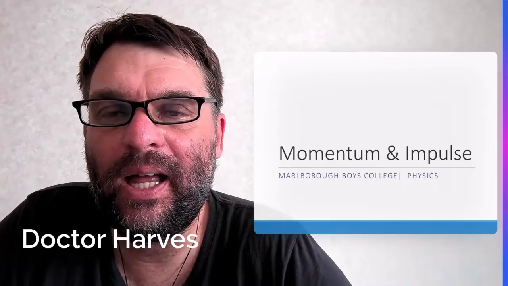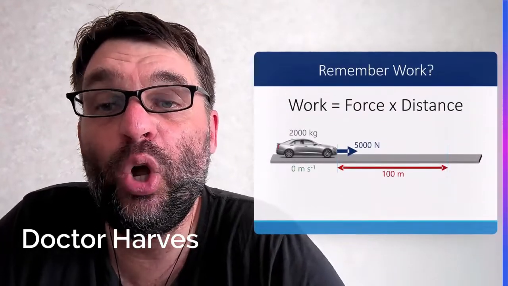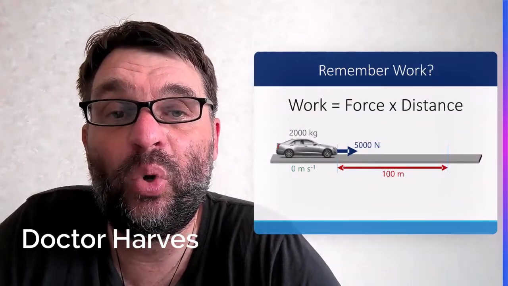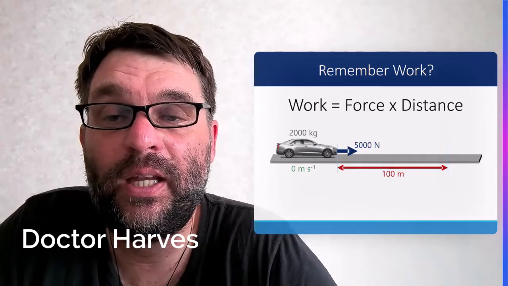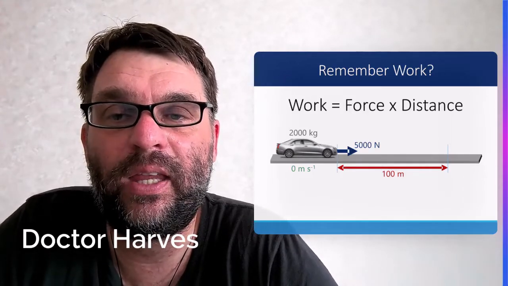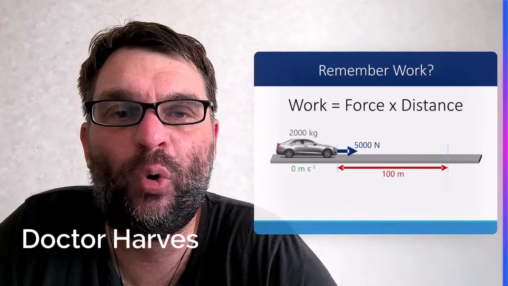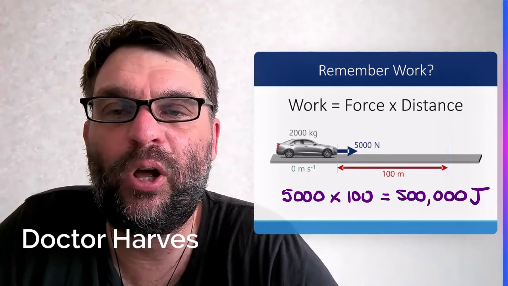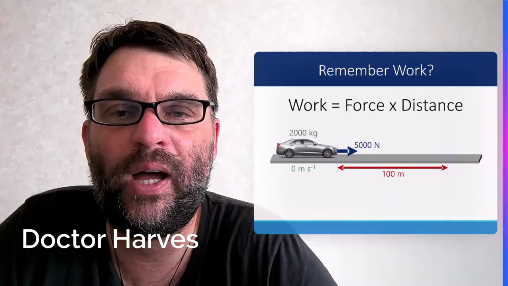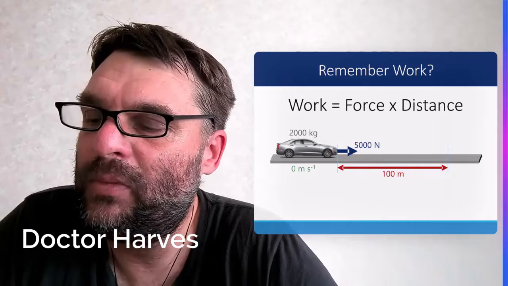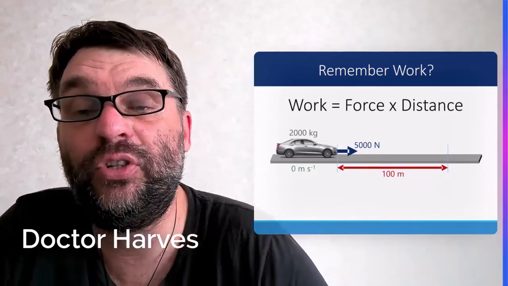So welcome back, Level 2 NCEA Physicists, continuing on with mechanics, and this time looking at momentum and impulse. So remember work from Level 1 Physics. Well, work equals the force times the distance. So for this particular car, the work being done by the car is going to be the force, 5,000 newtons, multiplied by the distance it takes to do that force, which is 100 meters, which is 500,000 joules.